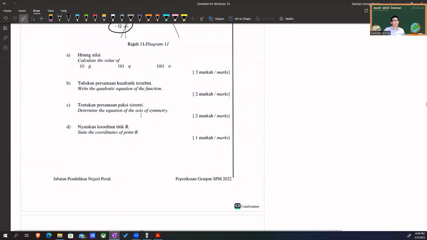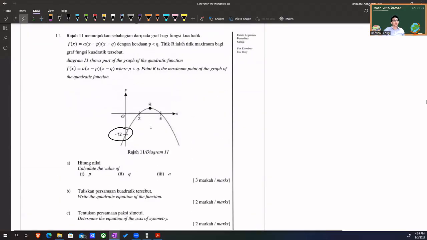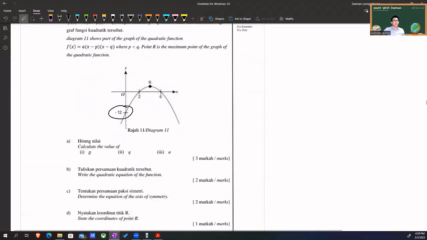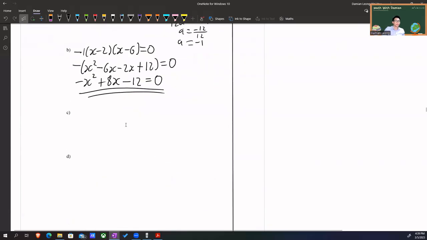Part C, the equation of the axis of symmetry, right in between the x-intercepts, right in between 2 and 6. So it says x equals (2 plus 6) over 2, which is 4. So x equals 4. Alternatively, you can also use negative b over 2a. So negative 8 over 2 times -1, you can see is also 4.